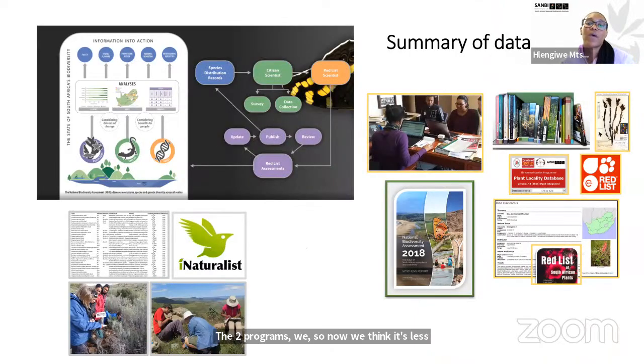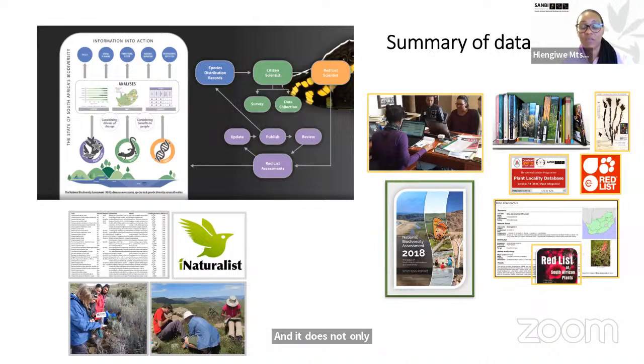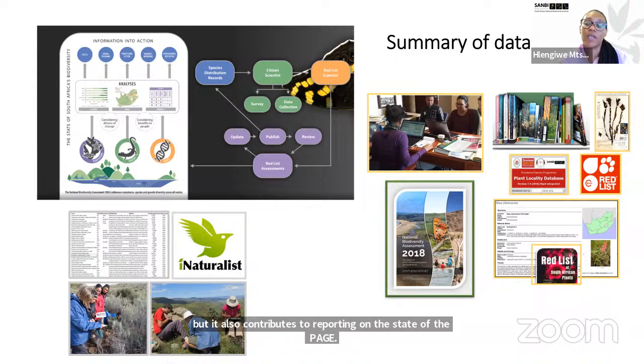Just to recap what I have gone through, I want to emphasize that the data collected by citizen scientists plays a very significant role in the evaluation process of species that are listed on the Red List. It does not only assist in updating Red List assessments, but it also contributes to reporting on the state of the biodiversity of South Africa, and it also influences policy decision making.